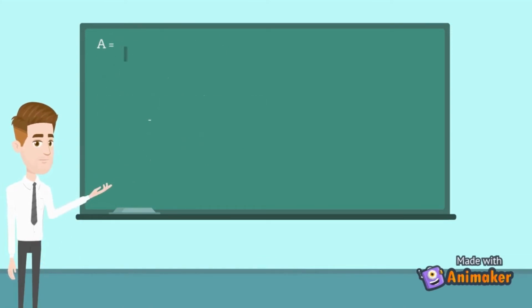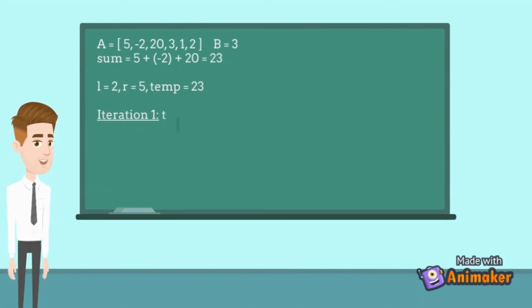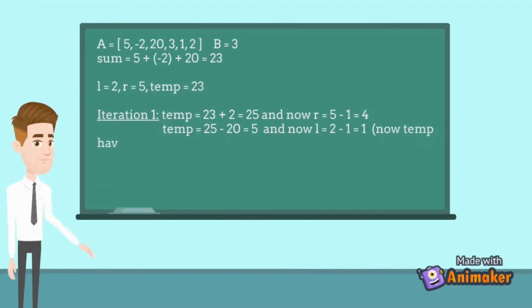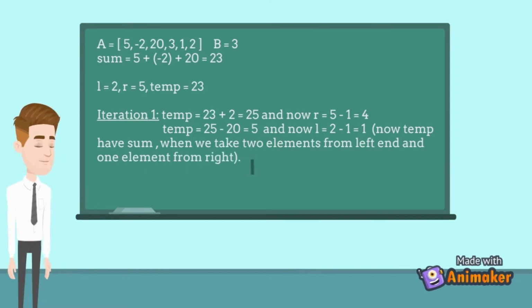Let's dry run over that same test case. For this test case, sum after taking b elements will be 23, and L will be pointing to index 2 and R will be pointing to index 5, and our temp variable will be equal to 23. For iteration 1, first we will add the last element of the right end, that is A of R, which results in temp equal to 25, and we will subtract the last index of window, that is A of L, which results in temp equal to 5, and sum will remain as 23, since 23 is greater than 5.